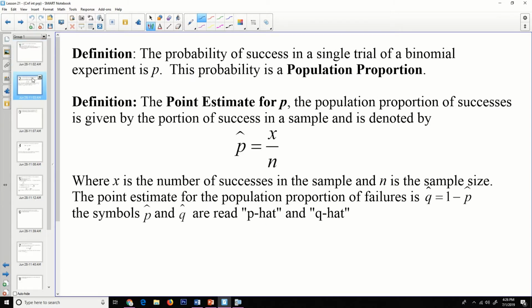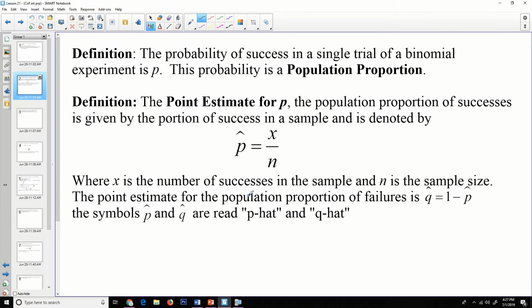Okay, so first, definition: the probability of success in a single trial of a binomial experiment is P, and that is known as the population proportion. The point estimate for P in a population proportion of successes is given by the portion of successes in a sample, denoted by P with a little arrow over the top of it, and X over N, where X is the number of successes in the sample, N is the sample size.